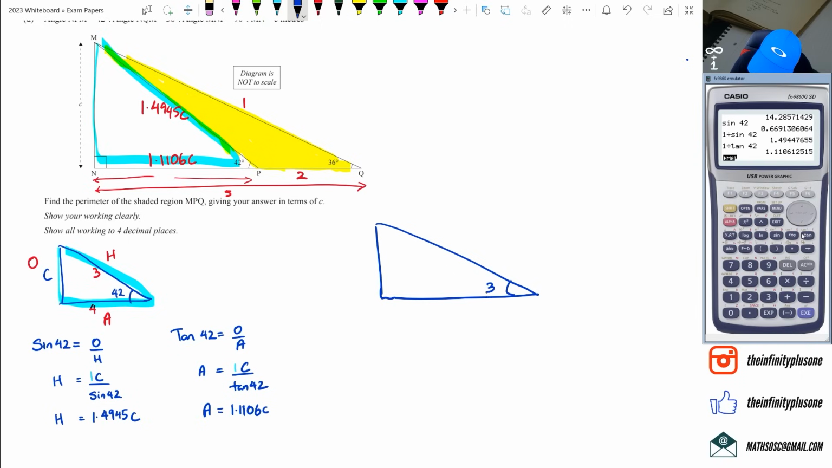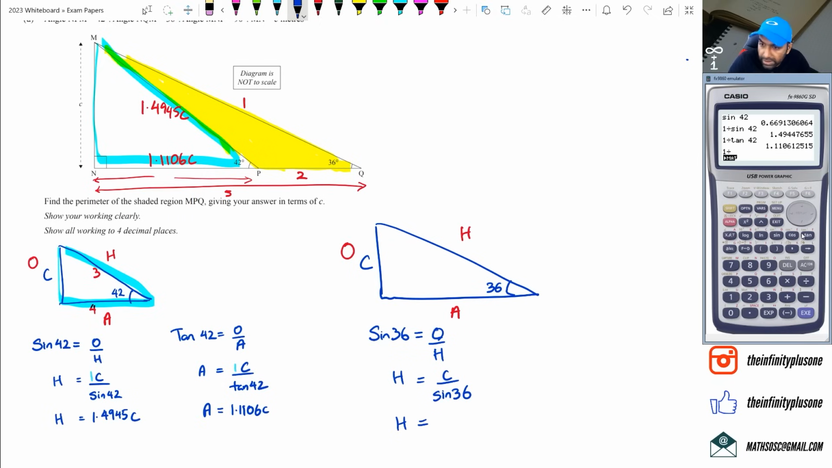With the big triangle I've got 36 degrees, and once again I've got C as opposite, H and A, and this time I've got 36. So I'm going to repeat the process for the big triangle. I've got sine 36 equals opposite divided by H. So H is equal to opposite, which is C, divided by sine 36. Once again I've got 1 divided by sine 36, which is going to give me 1.7013 C.